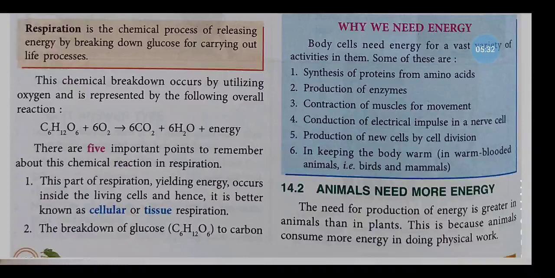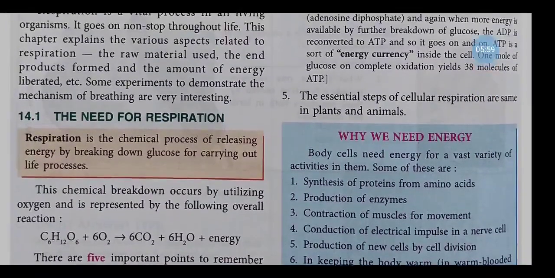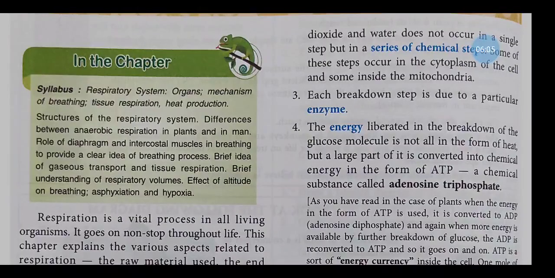We have already discussed in the respiration chapter that cellular respiration takes place inside the cell. You know that the glucose molecule first of all undergoes decomposition in the cytoplasm to form pyruvic acid or pyruvate, and that pyruvate enters the mitochondria where it releases a huge amount of energy. Second, the breakdown of the glucose molecule to carbon dioxide and water does not occur in a single step, but in a series of chemical steps. Some of these steps occur in the cytoplasm of the cell and some inside the mitochondria.